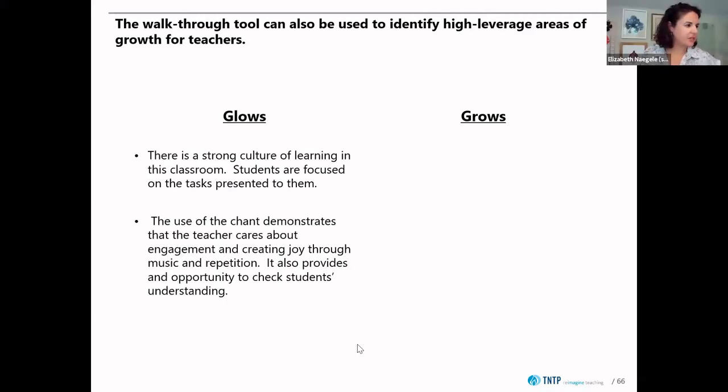I think I have similar things in my own glows here. I think we saw evidence of a strong classroom culture, which even though we didn't rate on that, we could see the students were following directions, completing the tasks that were being asked of them. And then the use of the chant demonstrates to me that the teacher cares about engagement of her students and thinking about how to create joy through music and repetition, which is definitely a strength of hers. If tweaked a little bit, it also could have been an opportunity to check for students' understanding. And so I think that lets me know that this teacher is really thinking about how to keep our kids continuously engaged in something that they enjoy over the course of the lesson.